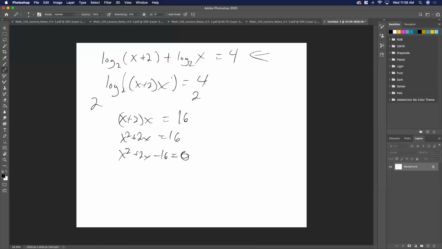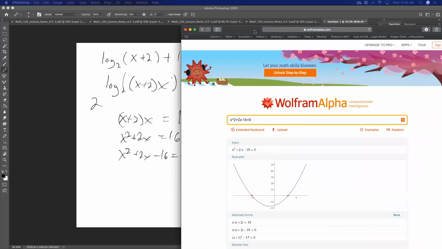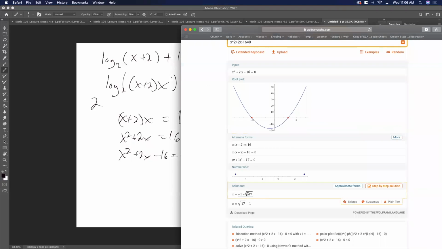Sadly, I don't think this factors cleanly, right? But if I just type it into Wolfram Alpha, it should give me a nice clean answer. Minus 16 equal to 0. All right, so here, once we type this into Wolfram Alpha, I have this, and they're just going to use the quadratic formula to solve this, right? So we get these two solutions: square root of 17 minus 1 or square root of 17 plus 1.